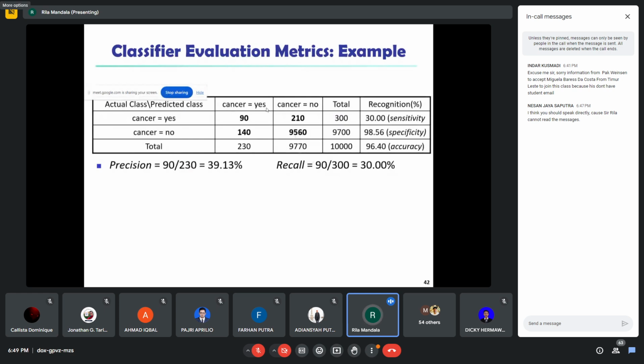And the recall is all the true positive divided by all data that actually have cancer. So 90 divided by 90 plus 210, which is 90 divided by 300. So it is 30%. And the accuracy is true positive plus true negative divided by all the data.